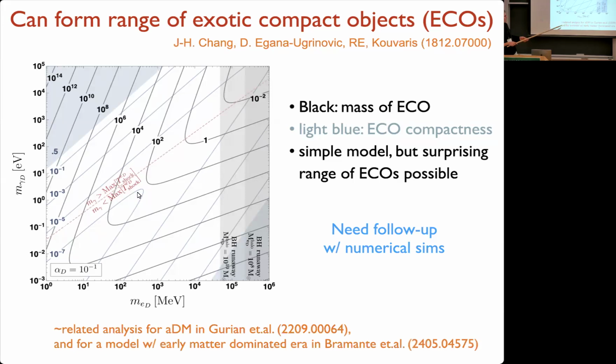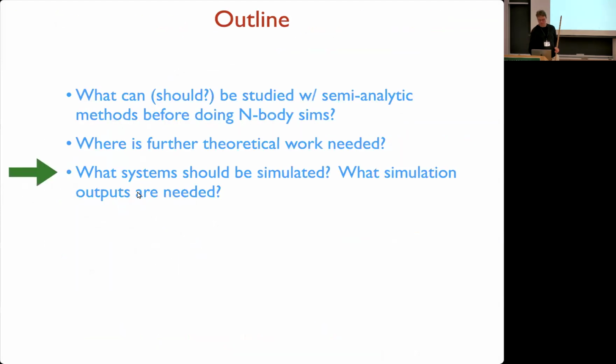Now, there's related analysis for atomic dark matter in this paper with the two Sarahs and Gurian here. And also, there was a paper earlier this year, for a model with early matter domination, where they did a similar type of analysis to look for exotic compact objects. These are nice models, I think, where you have a lot of theoretical control, and you can try and see what comes out of it and make predictions for observables as well.